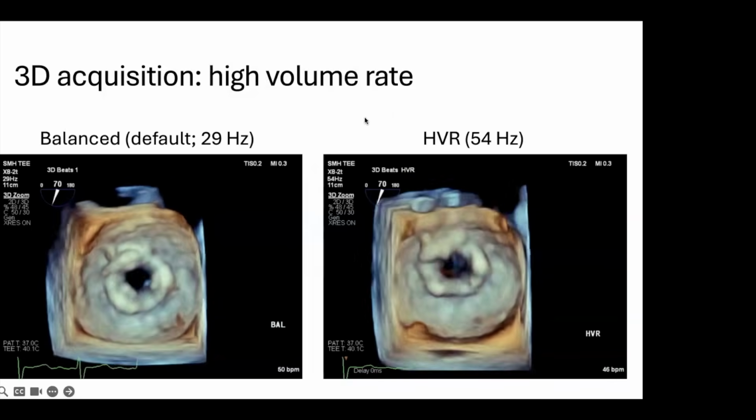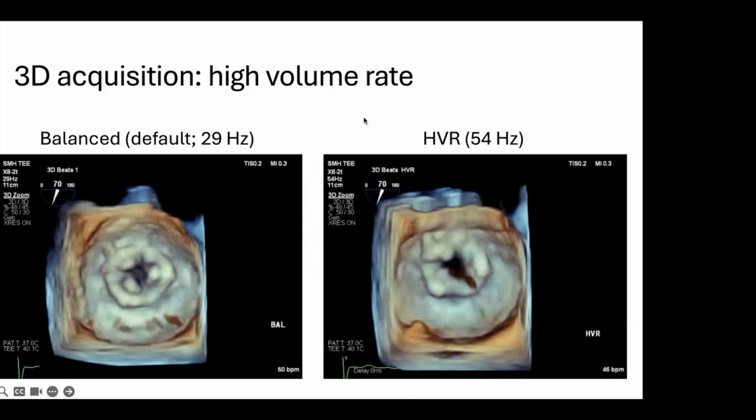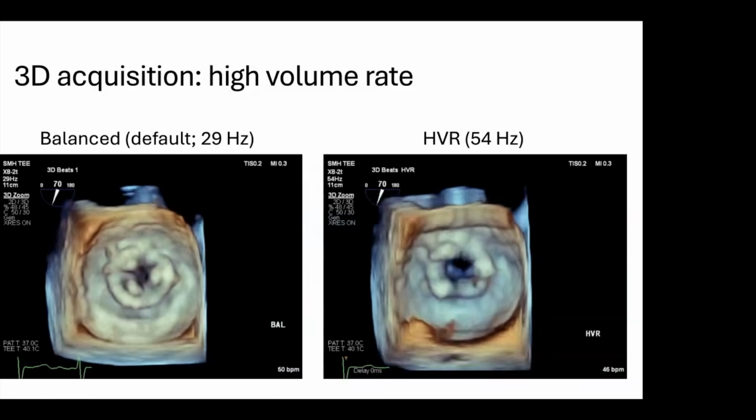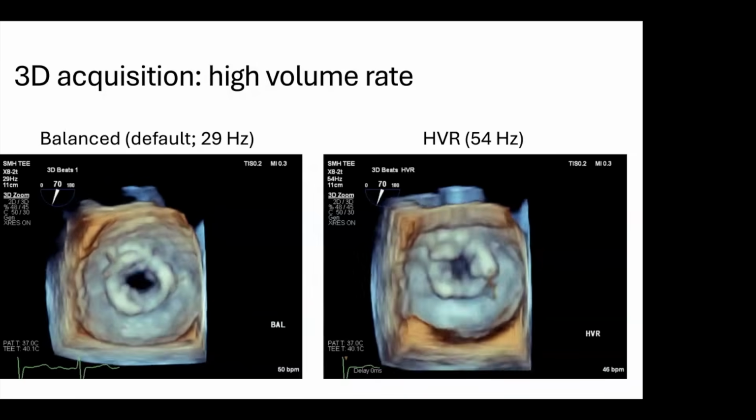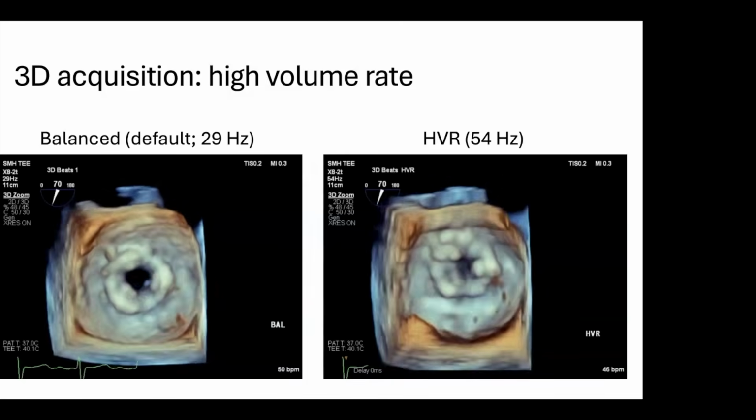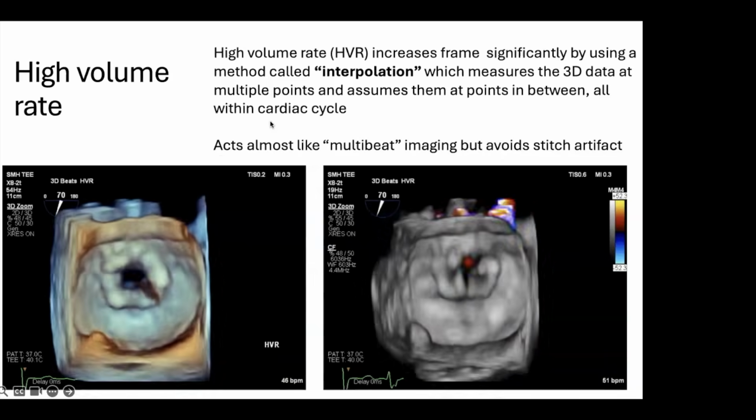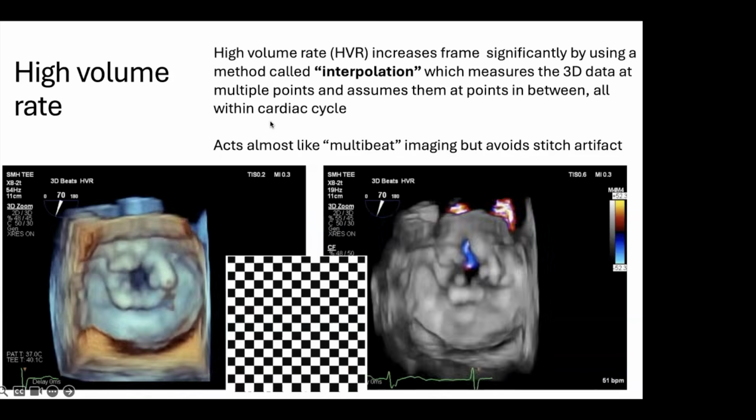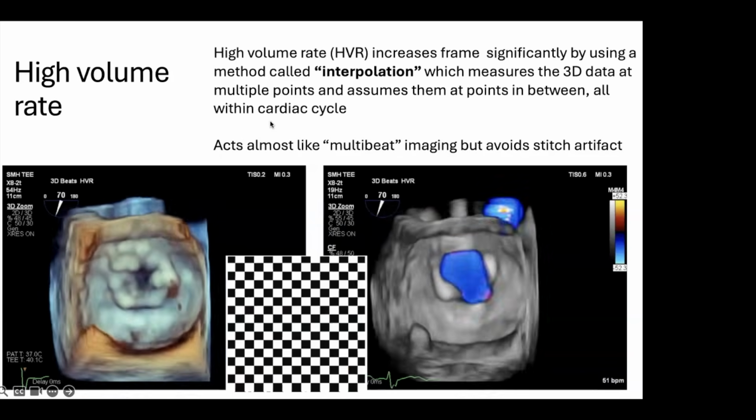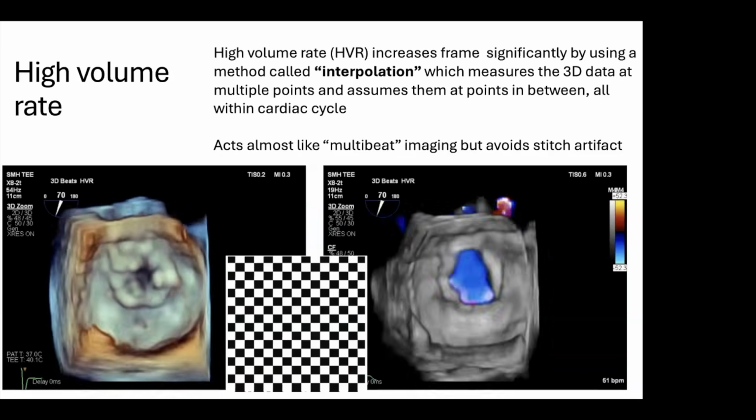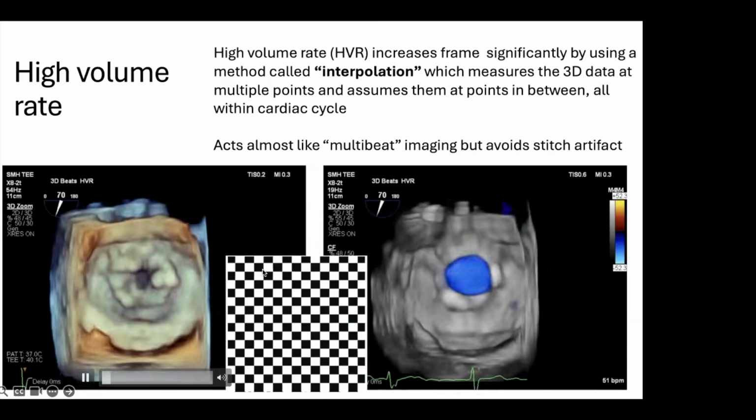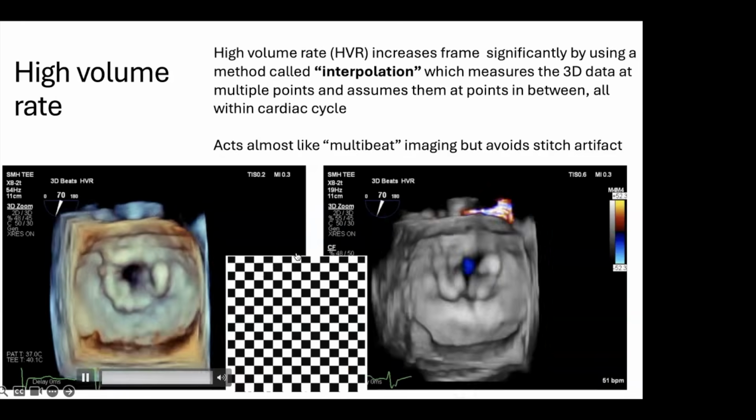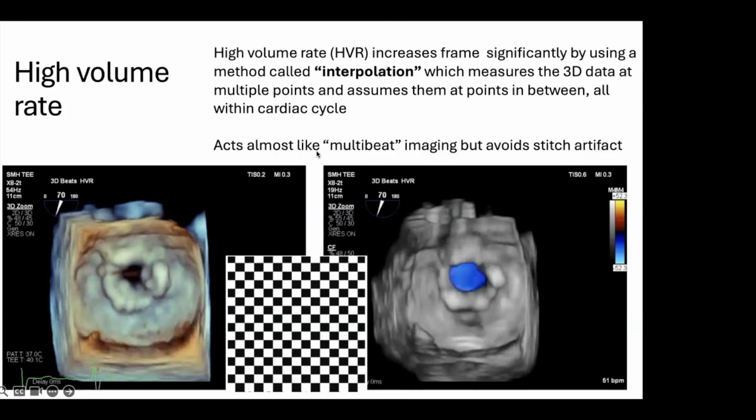You'll notice your frame rate has gone up significantly, but is the image better? I think it depends on whatever you're imaging. And the way this works is through a method called interpolation. What this does is it measures the 3D data at multiple points. It sort of measures like a checkerboard, where it measures the 3D data at all these different black squares, and then it assumes what's in the white squares.